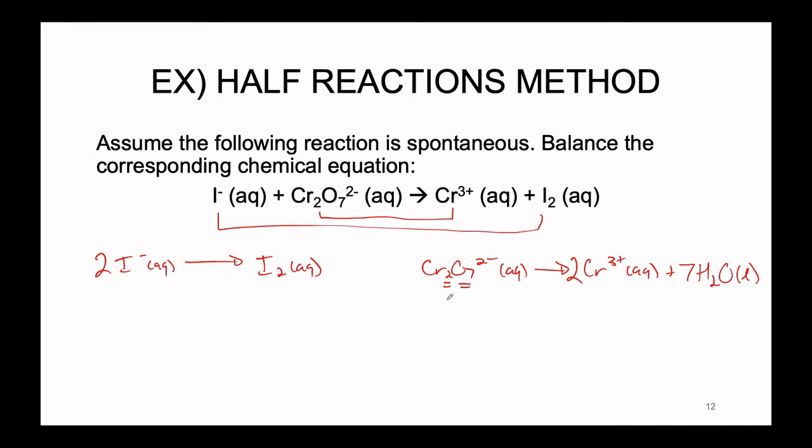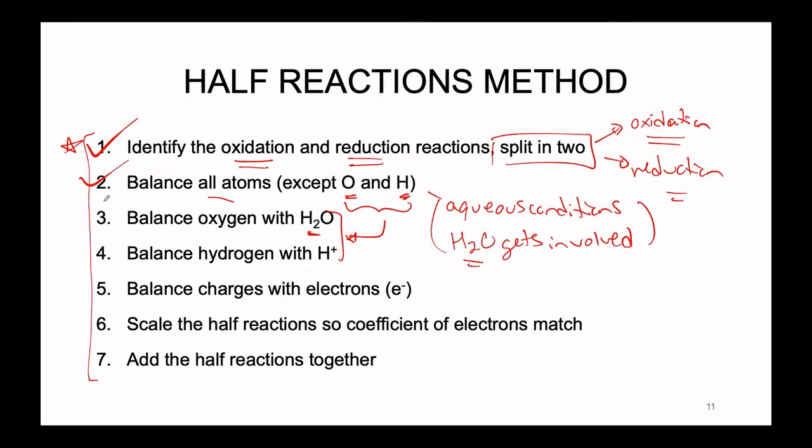What this means is that in the big picture, as this polyatomic ion is breaking down and is being reduced to chromium 3+, all of the oxygens that are being lost by the polyatomic ion are turning into water. Check. Next, we're going to balance all hydrogens with H+.